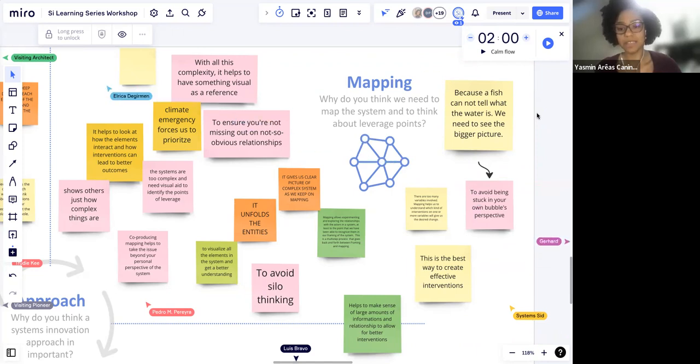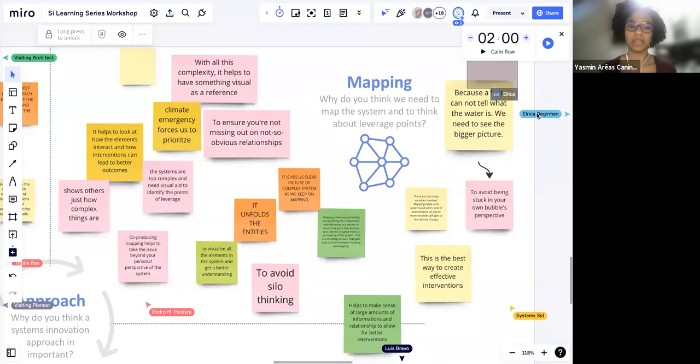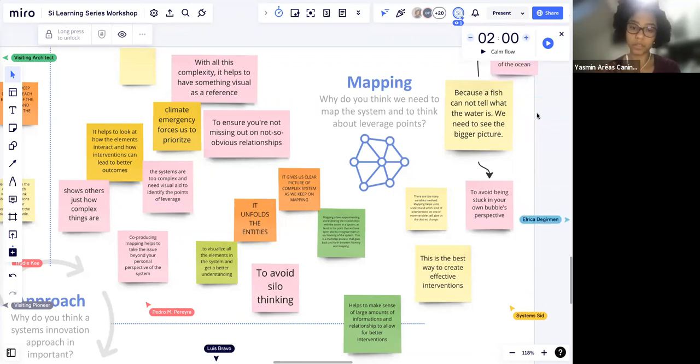Perfect. Yeah. Diversity in perspective, right? That we definitely need in order to see the bigger picture. Thank you very much. Other things that we have here, it unfolds the entities, gives us a clear picture of the complex system as we keep on mapping the complexity of it, right? To avoid silo thinking, shows others just how complex things are.